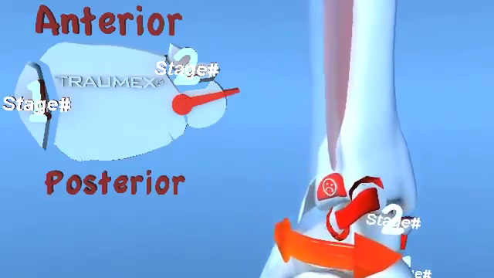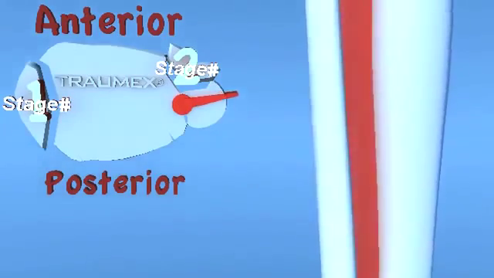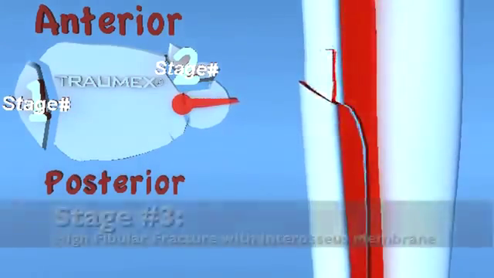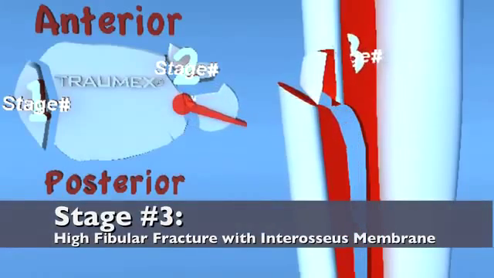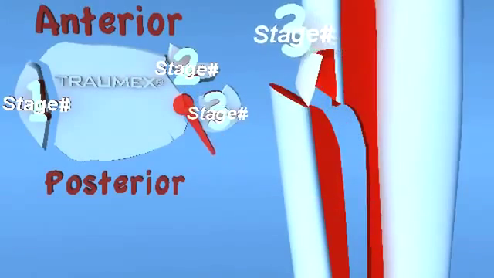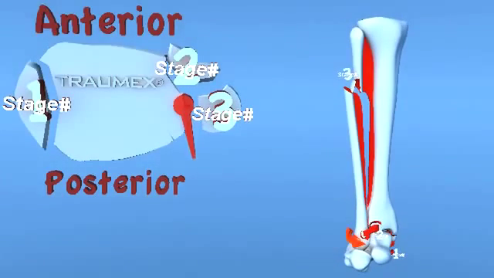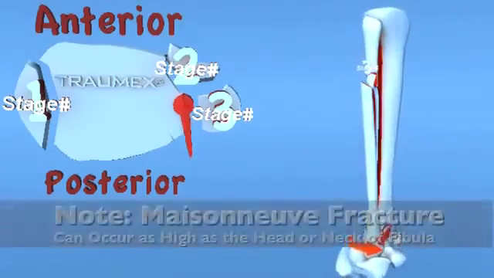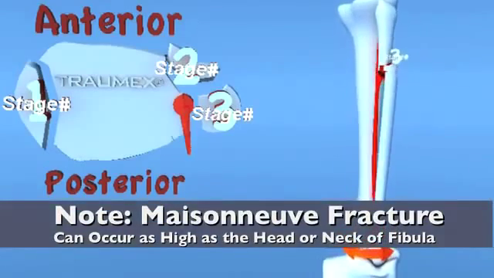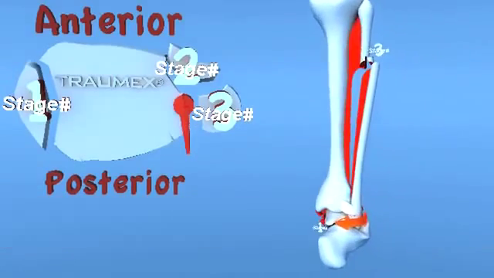The exit point of this rupture creates a stage 3 injury, described as a high, short oblique fracture of the fibula beginning above the level of the syndesmosis. This fracture can be at various levels of the fibula. The most proximal fracture pattern occurs at the head and neck of the fibula, which is described as a Maisonneuve fracture.